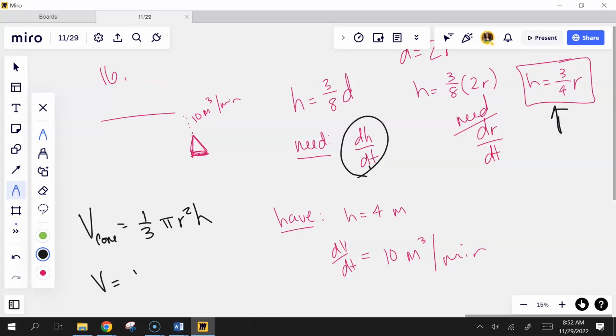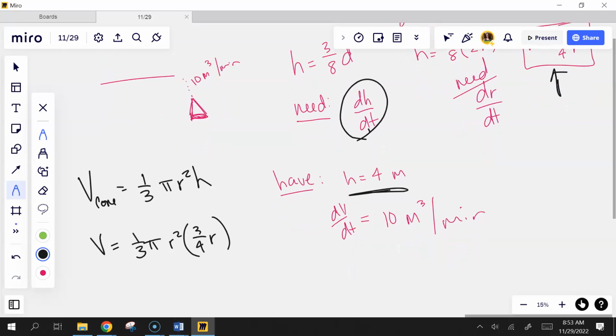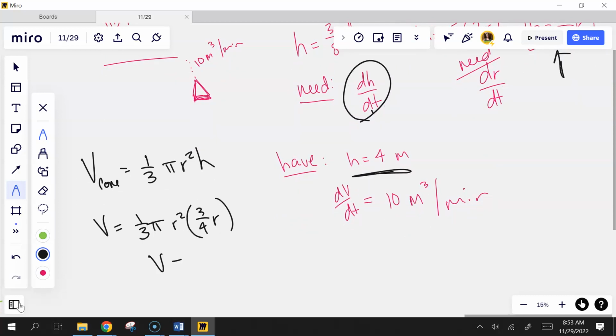So I'm going to say that volume is 1/3 pi r squared times 3/4 r. This is kind of after you take the derivative, whenever you're plugging in, because you want to know what's the rate at the instant that the height is 4. All right, let's clean it up a bit. Volume is 1/4 pi r cubed. Everybody okay? Now take the derivative.